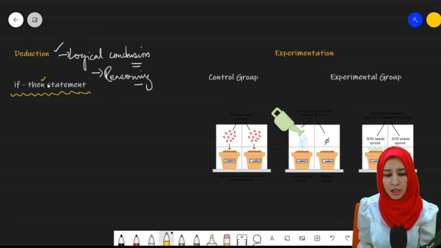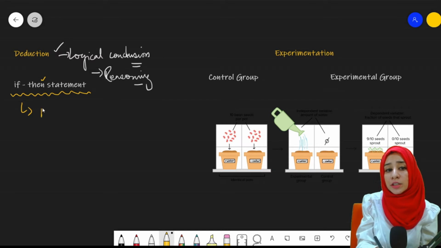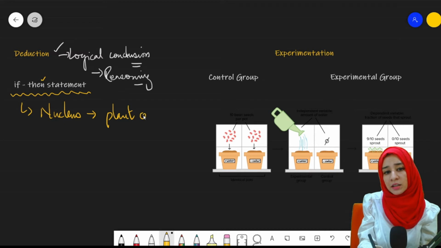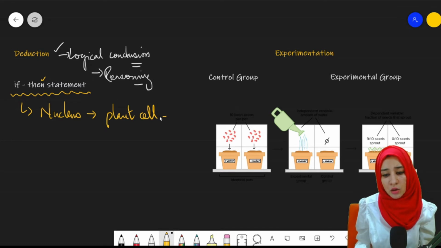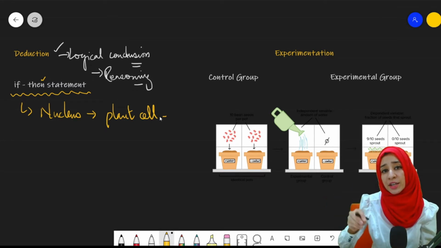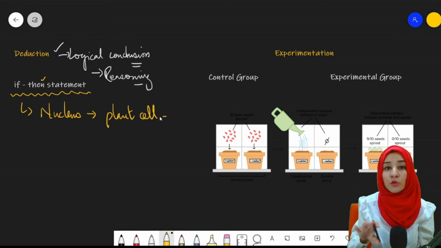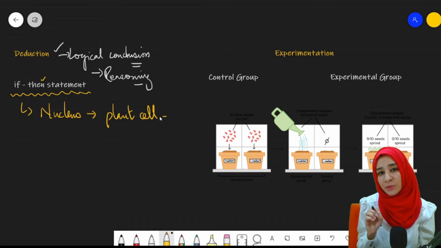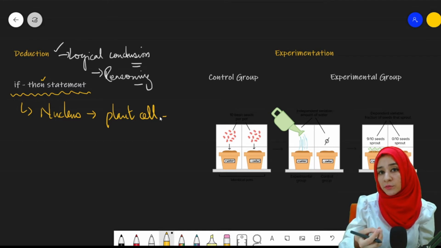Suppose biologists find out that every plant cell has a nucleus, right? Every plant cell has a nucleus. Now, a biologist is not going to go and check every single plant cell that is present on this planet Earth. That would be completely impossible. So what would be the reasonable explanation for this? What would be the logical conclusion for this?